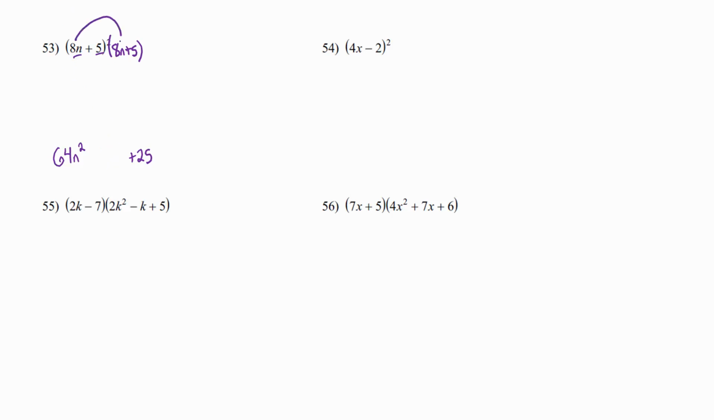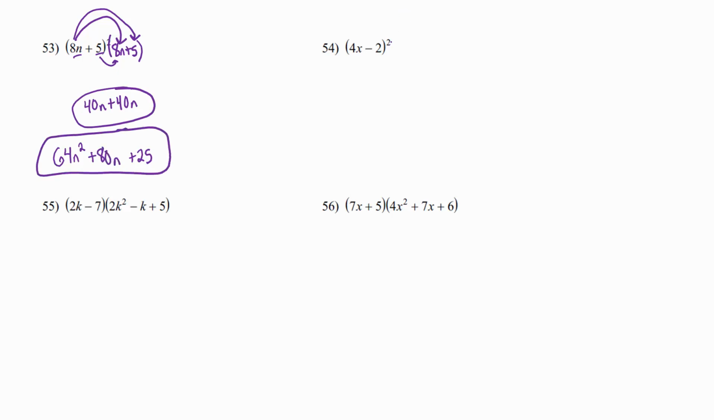So 8n times 8n does give us 64n squared. 8n times 5 gives us 40n. And then 5 times 8n gives us 40n again. And then 5 times 5 gives us 25. So foiling is just how we figure out the middle term should be 80n.